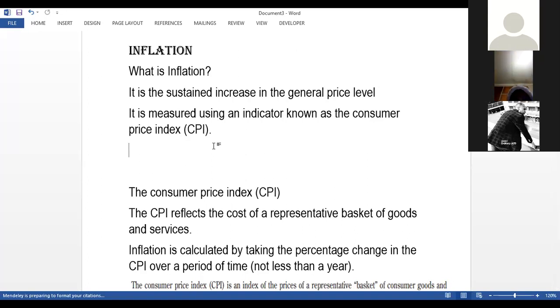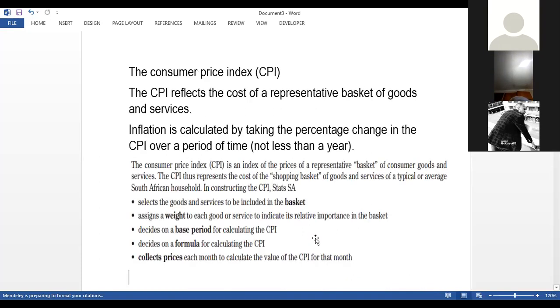All right, so with the consumer price index, when it comes to measuring inflation, the consumer price index reflects the cost of a representative basket of goods and services within a nation. If it is in South Africa, there is a selection of goods and services that are selected and weighted when it comes to measuring inflation. And usually these are defined as basic commodities or the basic services that are required for people to be able to survive on their day-to-day basis easily.